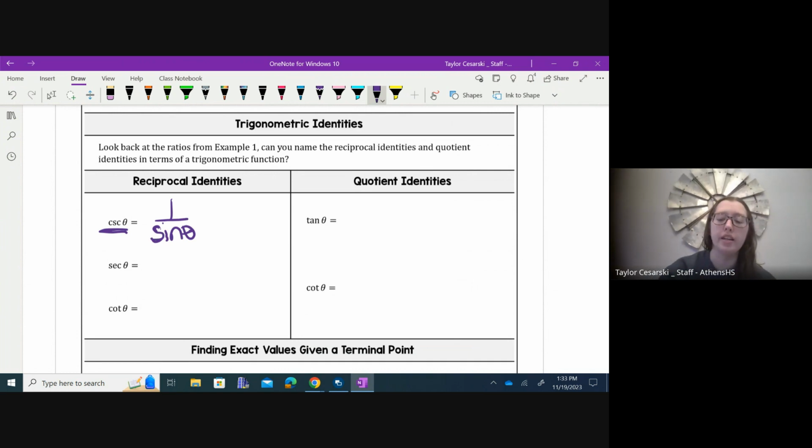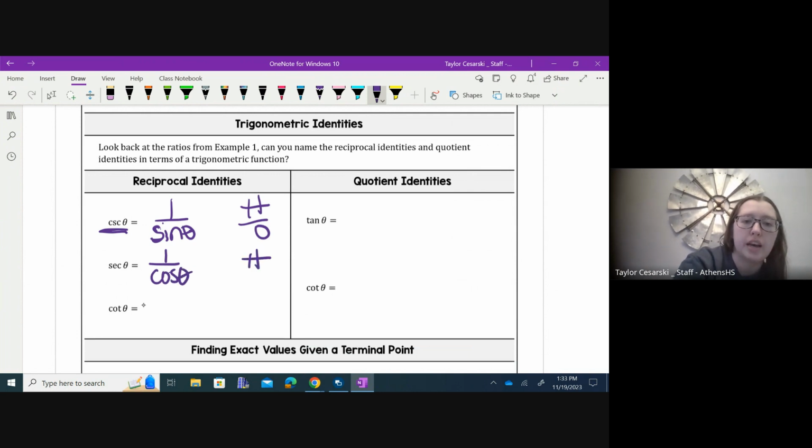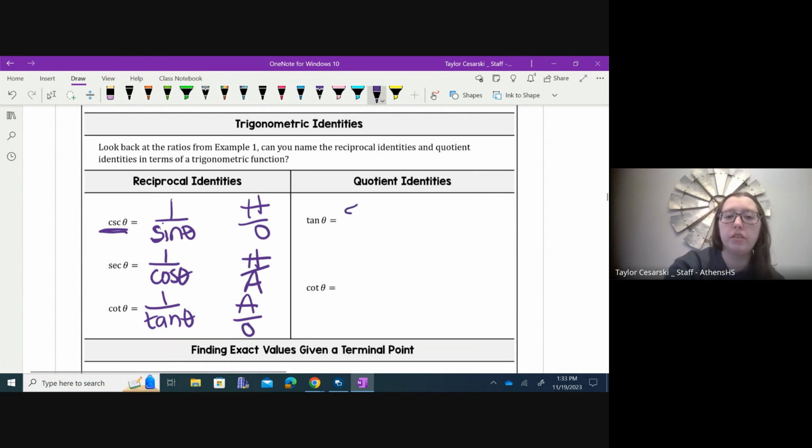If you're looking at it in a triangle, remember sine is opposite over hypotenuse. So you could also write this as hypotenuse over opposite. Secant is the reciprocal of cosine, so you could also write that as hypotenuse over adjacent in terms of a triangle. And then cotangent is the reciprocal of tangent. And again, that would be adjacent over opposite. Another way to write tangent and cotangent, well, we know tangent is sine over cosine. So that means that cotangent is cosine over sine.